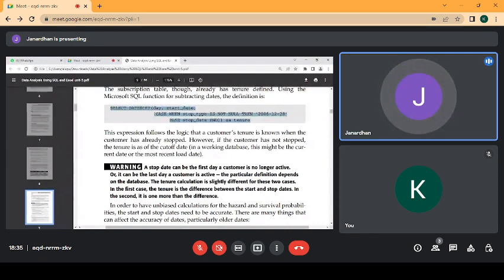This expression follows the logic that a customer's tenure is known when the customer has already stopped. However, if the customer has not stopped, the tenure is as of the cutoff date.